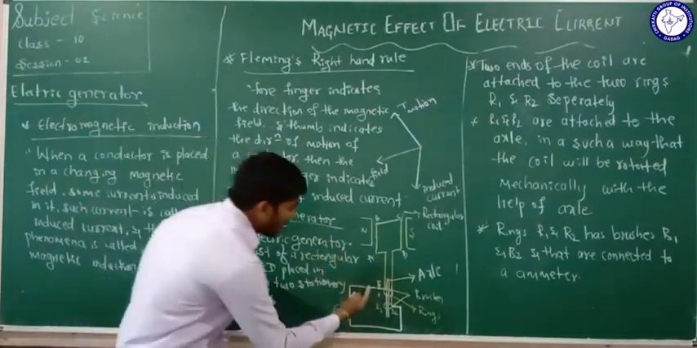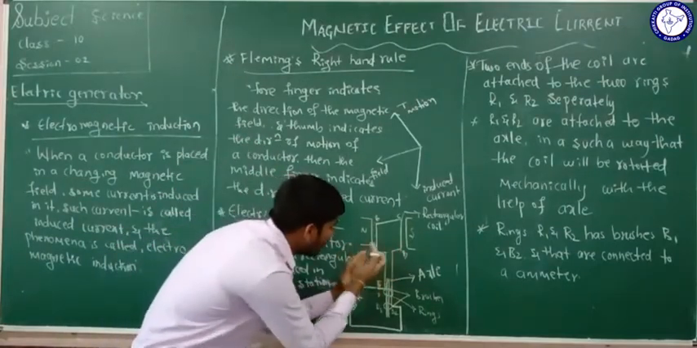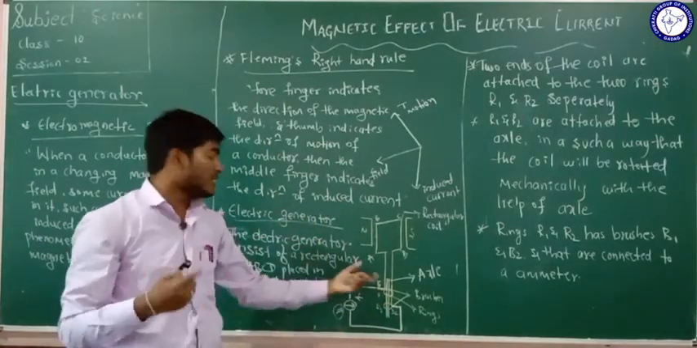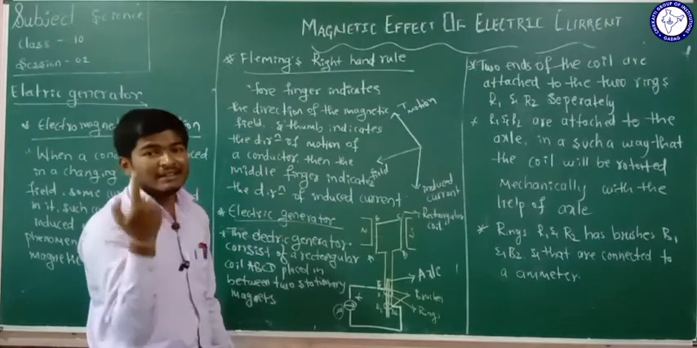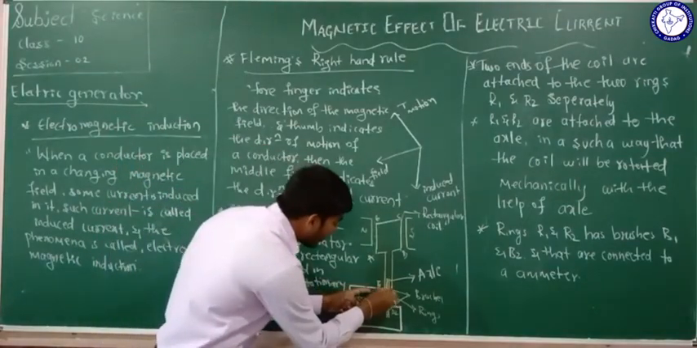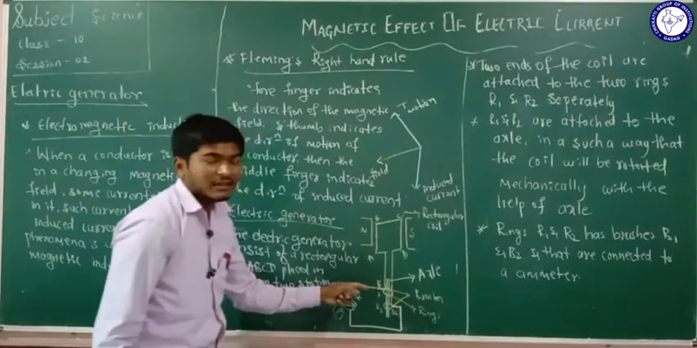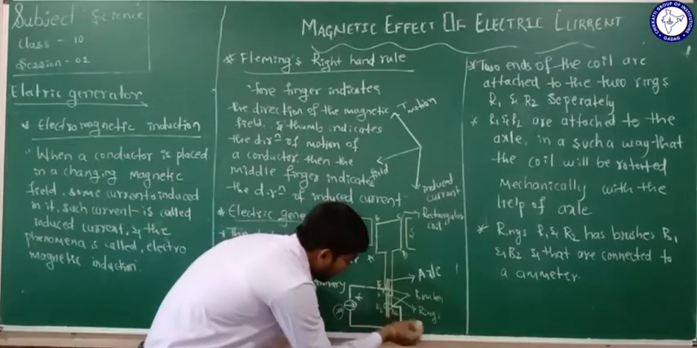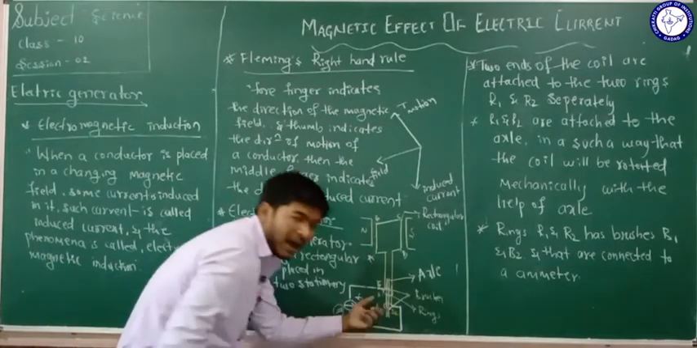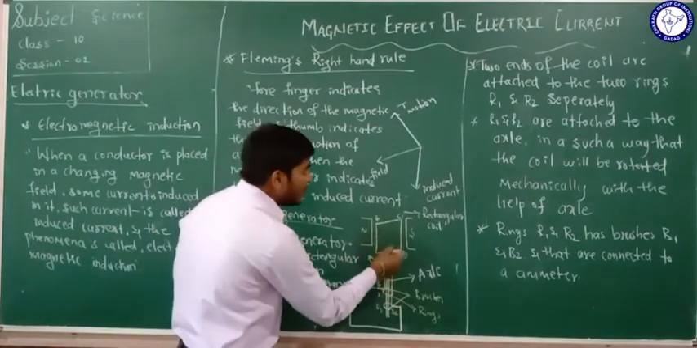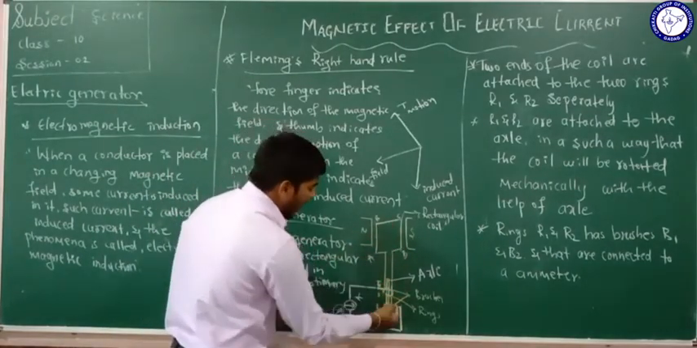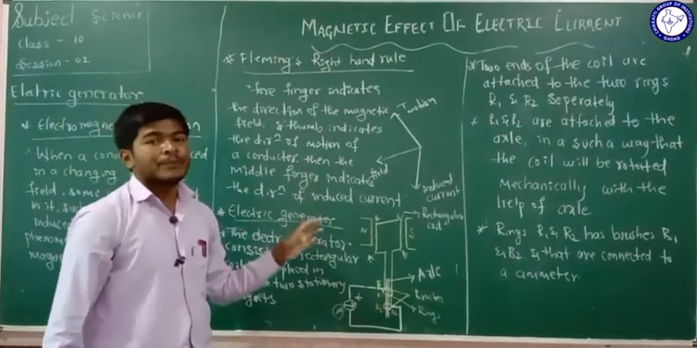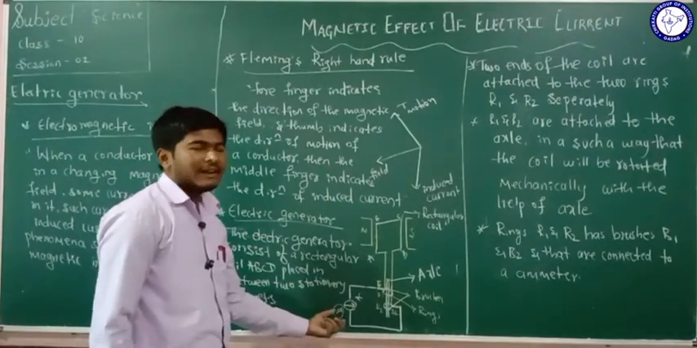So in the rotation, what happens here? When AB moves down, the brushes are constant here; the brushes don't change their position, and they are always in contact with the rings. The brush B1 is always connected with the ring R1, and the brush B2 is always connected with the ring R2. Therefore, when the axle continuously rotates, the current flows, and that induced current shows some deflection in the ammeter. And the current which we get here is induced current.